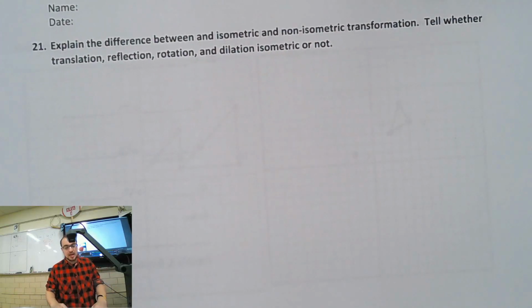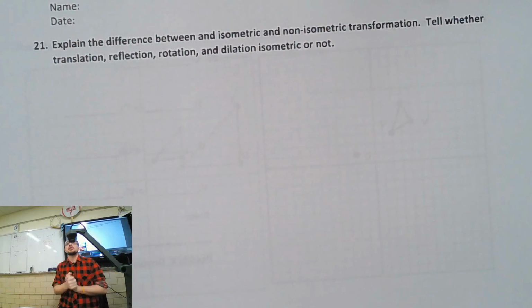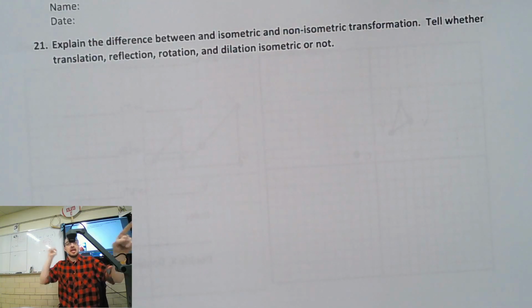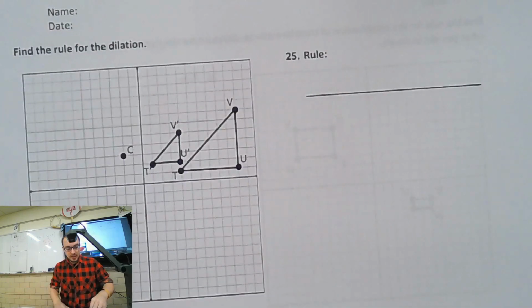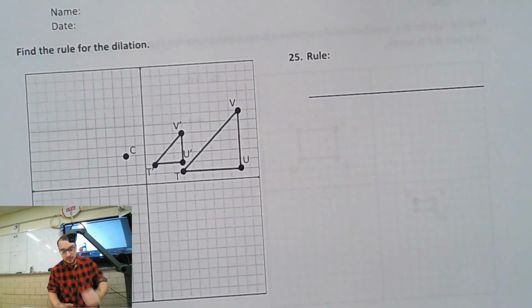21. Explain the difference between isometric and non-isometric. What does isometric mean? Isometric. Same size. So is a dilation isometric? No. No! All the others are, though. They don't change the size. Moving on.